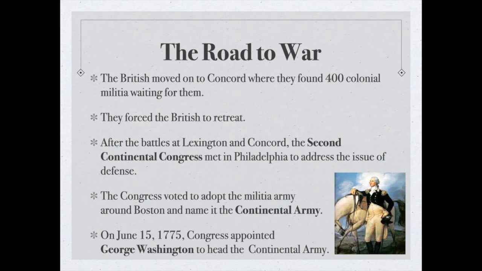The British moved on to Concord, where they found 400 colonial militia waiting for them. They forced the British to retreat.